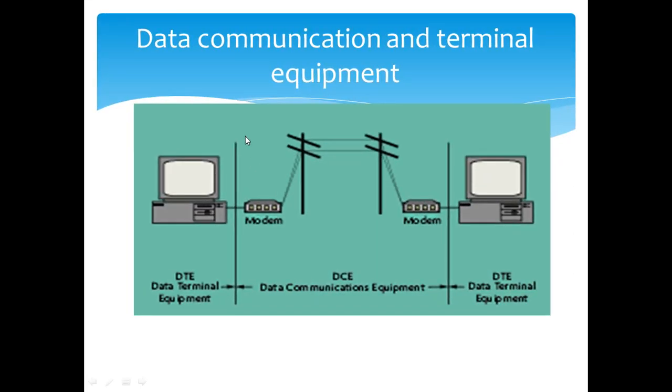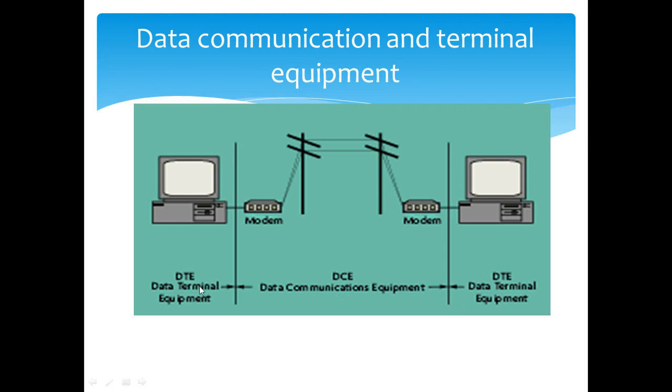As you can see, this is the data communication and terminal equipment. There's a DTE, data terminal equipment, then data is sent through the modem, over the cables, and goes to another modem, then to another DTE.